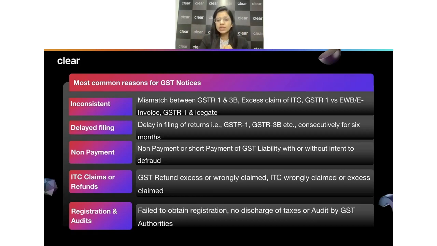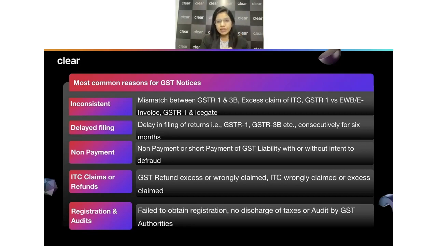The other reason could be delay in filing. It could be a delay in GST 1, GST 3B, or any other kind of return like GSTR 6, 7 or 8, whatever is applicable to you. Whenever there is a delay in filing of your GST returns, the department is going to raise a notice to you.